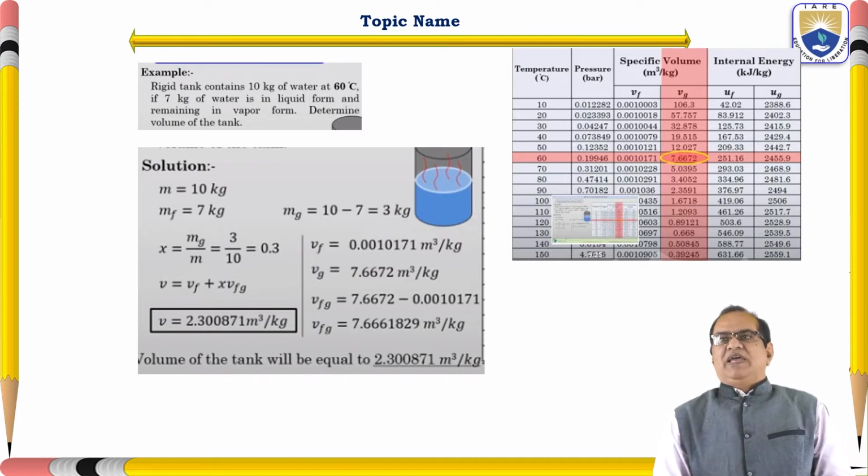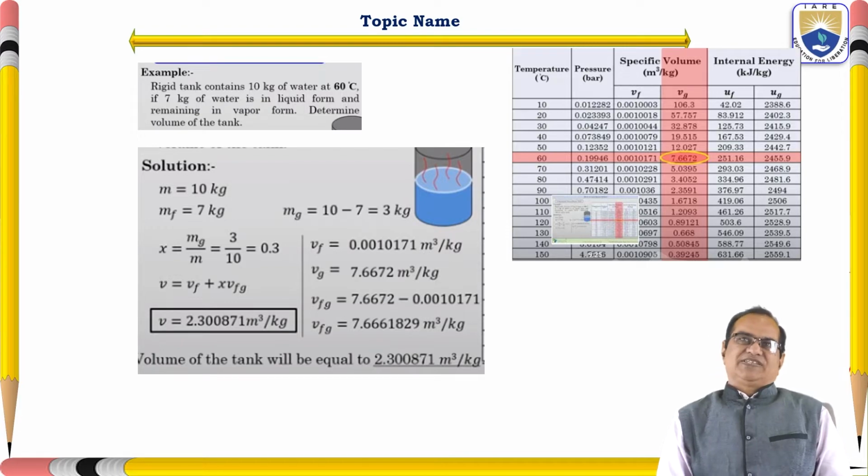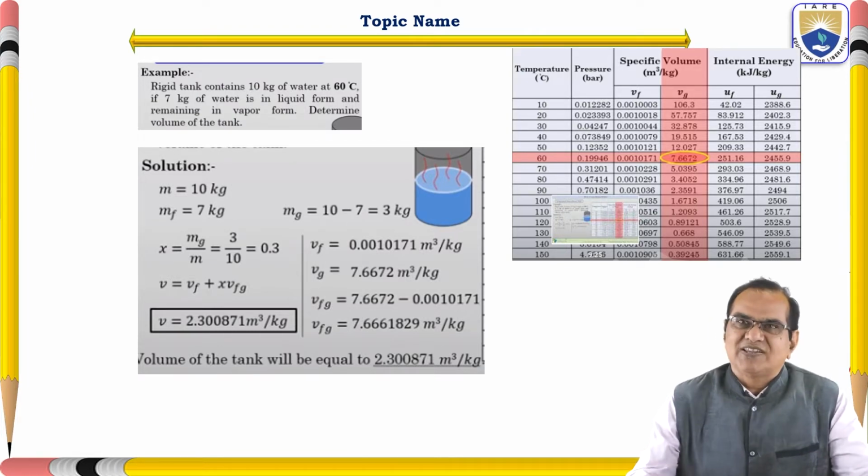Now I will give some other examples of how to find out the quality or the specific volume for different cases. So a rigid tank contains 10 kg of water at 60 degrees centigrade. If 7 kg of water is in liquid form and the remaining in its vapor form, determine the volume of the tank. Very, very interesting.